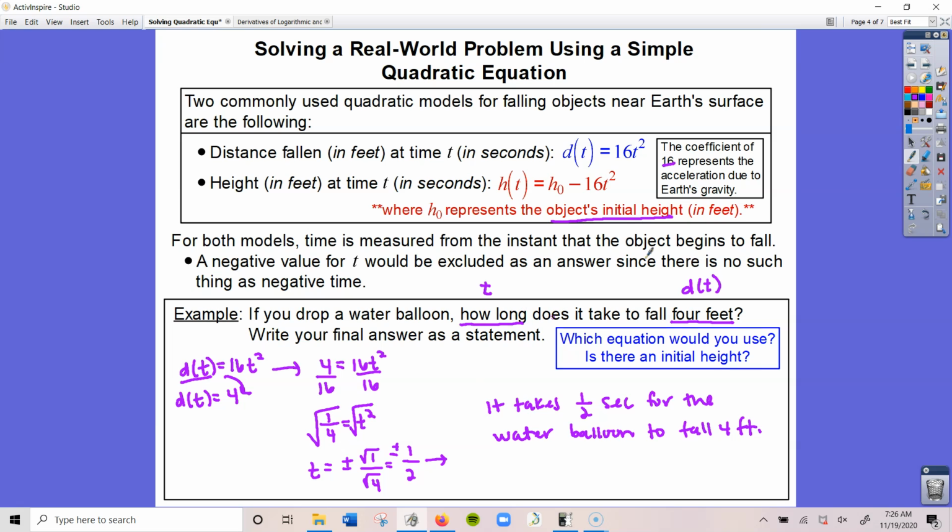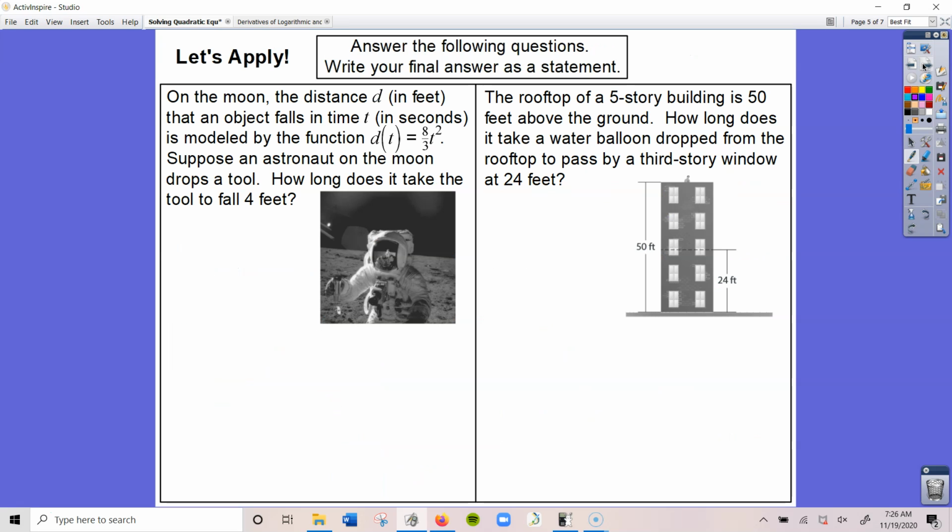Let's look at a couple more examples. In this first one, we have on the moon, the distance d in feet that an object falls in time t in seconds is modeled by the function d of t is equal to 8 over 3 t squared. Suppose an astronaut on the moon drops a tool. How long does it take the tool to fall 4 feet?